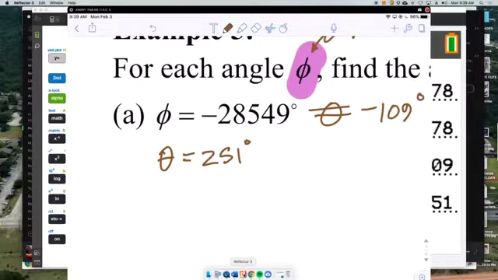If it starts as a positive angle, like if that had been positive 28.549, then positive 109 would have been our coterminal angle. But if it starts as a negative angle, there's one last step, and it's simply to add 360 to get one more rotation away, and now you get positive 251 in this case. And now I'm going to call it theta, because it said to call it theta. And is that between 0 and 360? Yes.